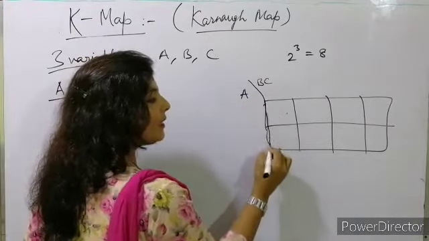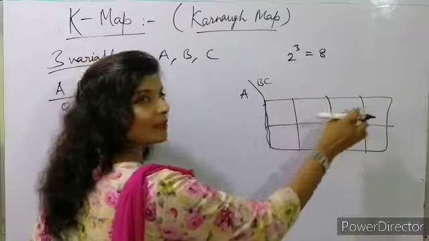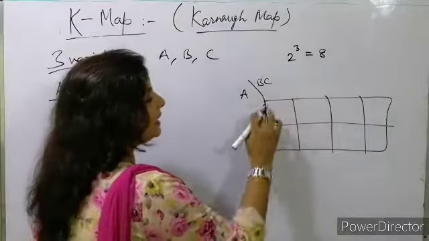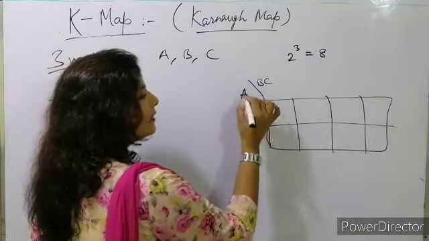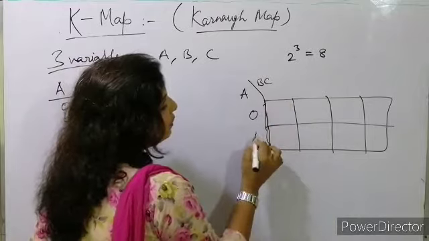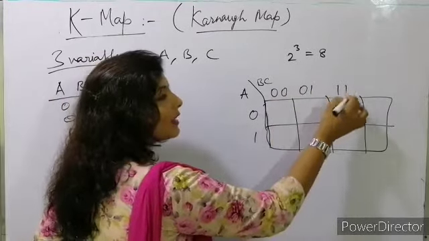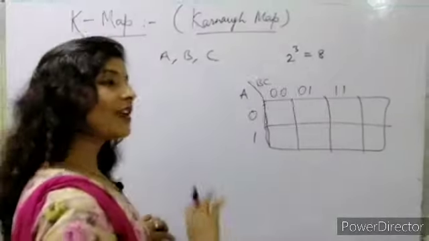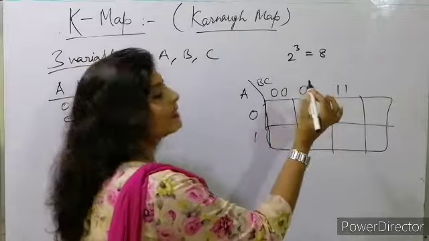Why are we writing B and C, two variables, here? Because this side we have 4 boxes, so 2 to the power 2, and this side we have 2 boxes, 2 to the power 1. So we'll write A here and B, C here. So 0, 1, and 0 0, 0 1. Why will we write 1 1 instead of 1 0? Because we will write in gray code, so only one digit will change.